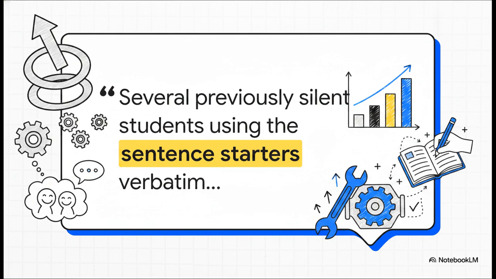They act, observe, and reflect again. This time, participation broadens significantly. As noted here, several previously silent students were using those sentence starters verbatim before branching out. This proves exactly why that cyclical, evolving approach works so well. You don't just test to fix once, you tweak the wrench until the engine is purring perfectly.